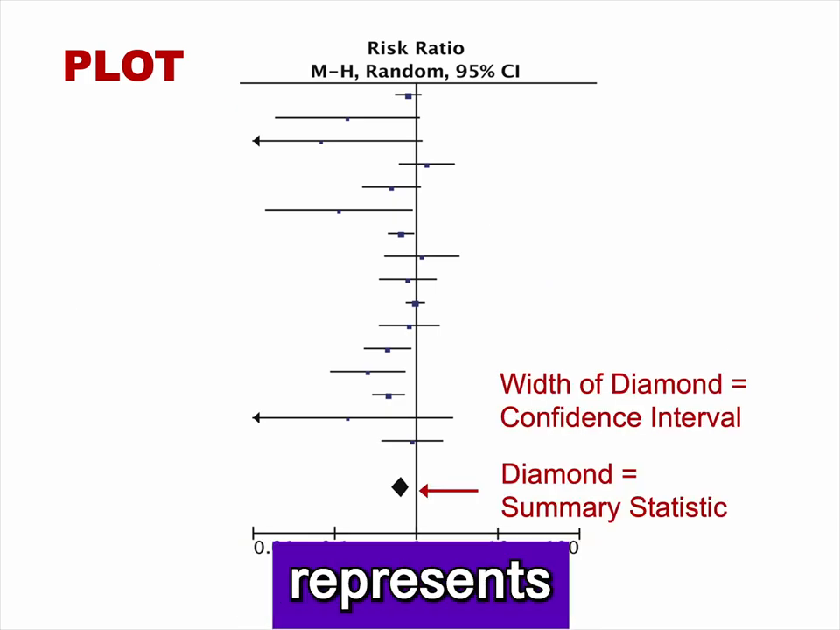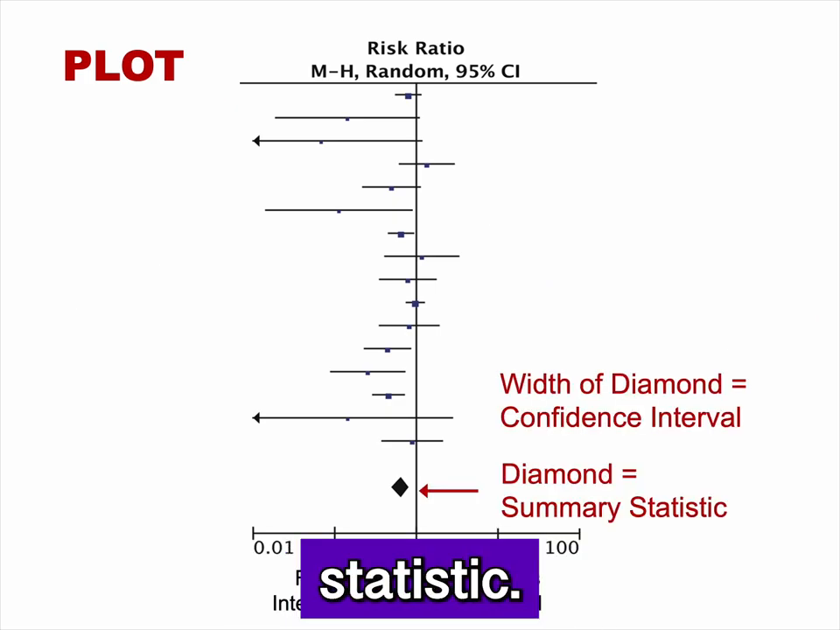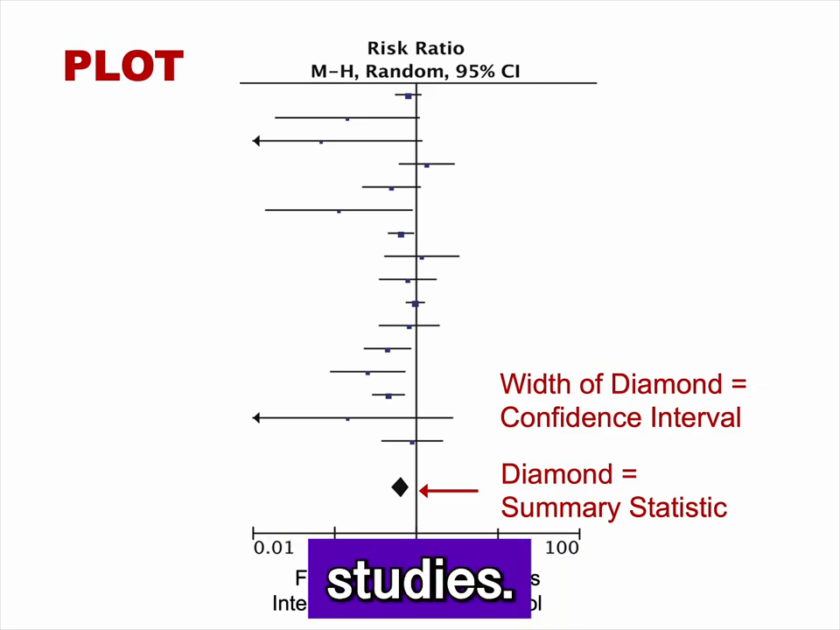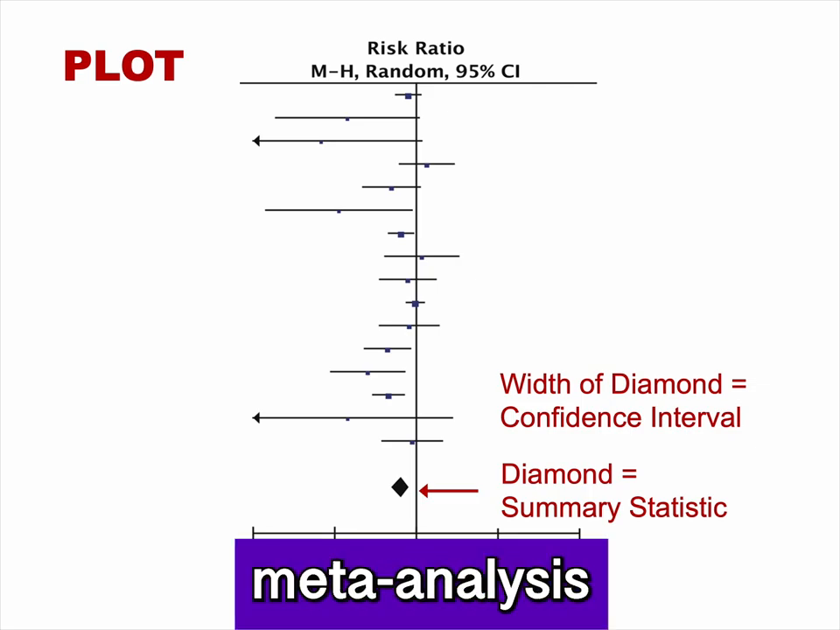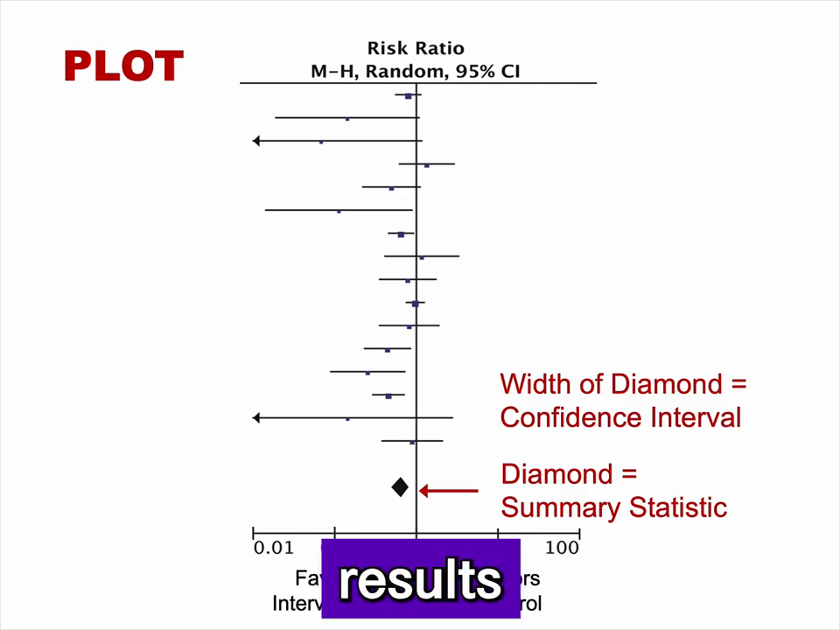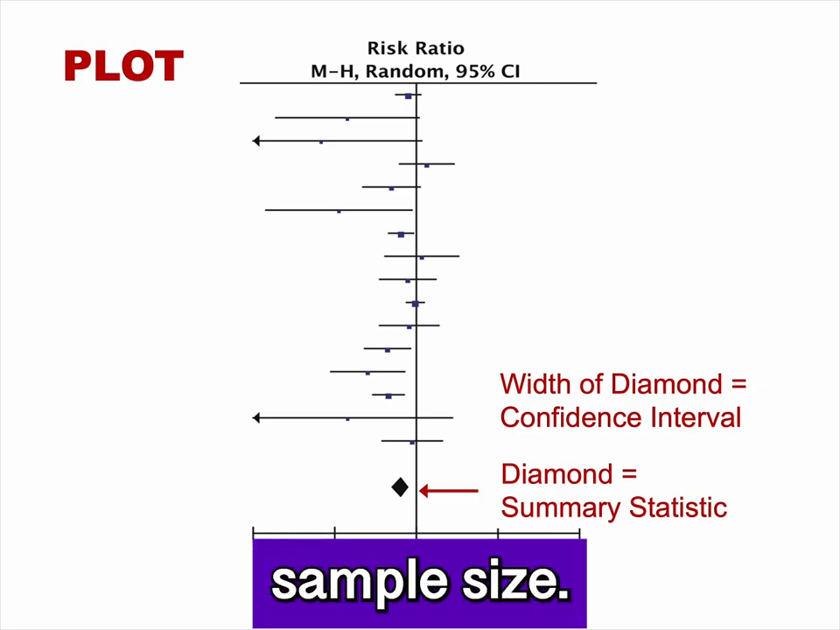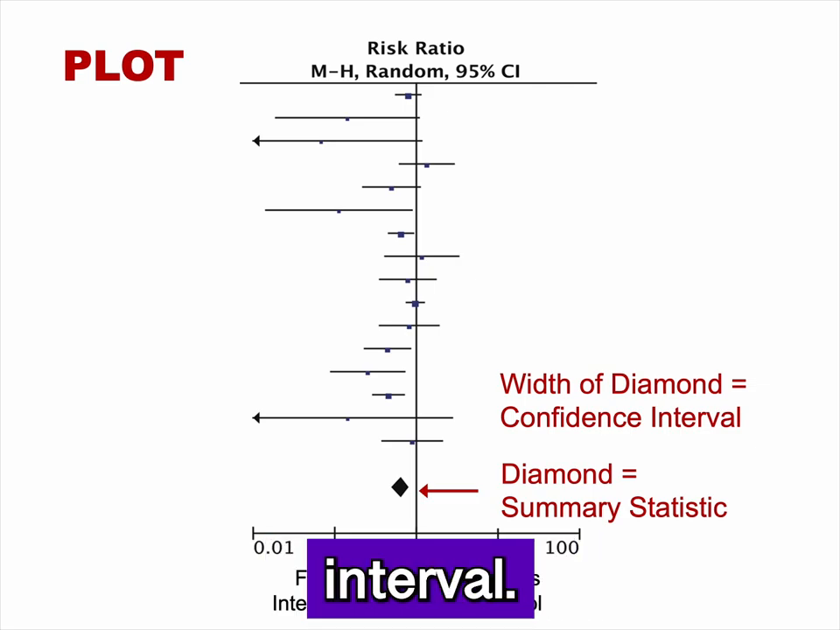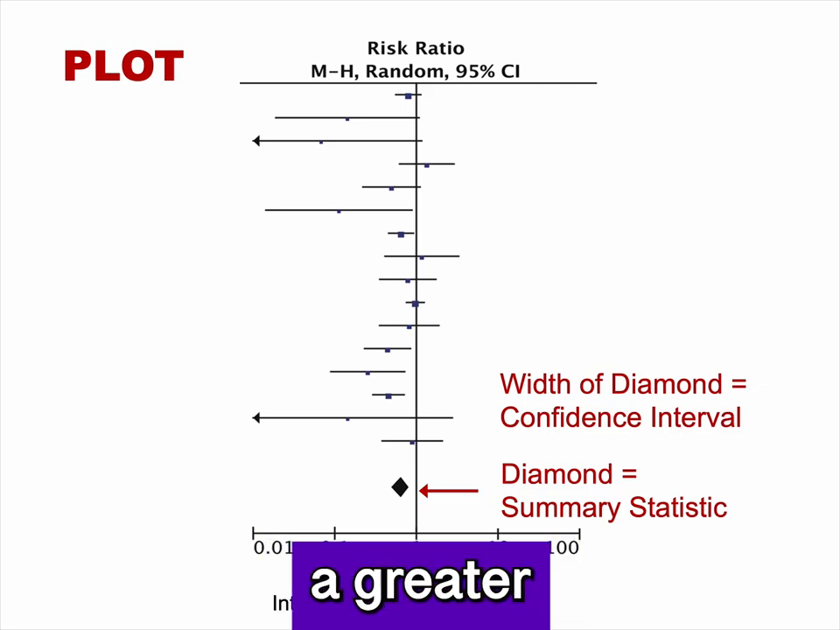The diamond shape represents the meta-analysis summary statistic. Notice that it is narrower than any of the individual studies. One of the benefits of the meta-analysis is that adding individual studies results in a larger sample size. That larger sample size results in a narrower confidence interval. Narrower confidence intervals indicate a greater precision.